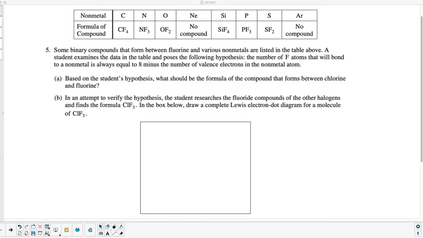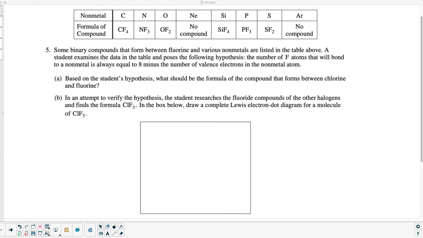AP problem. Now this is one of those problems that has to do with molecular geometry, a chapter 9 problem. So I included some extra resources so we could talk intelligently about those concepts. This says some binary compounds that form between fluorine and various nonmetals are listed in the table above.